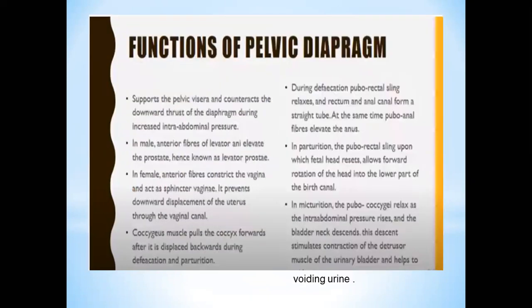Now, what is the function of this pelvic diaphragm? It supports the pelvic viscera, and it counteracts the downward thrust of the diaphragm during increased intra-abdominal pressure. Because it's supporting all the pelvic viscera, when the diaphragm is being pushed down, it maintains the increased intra-abdominal pressure at that point of time.